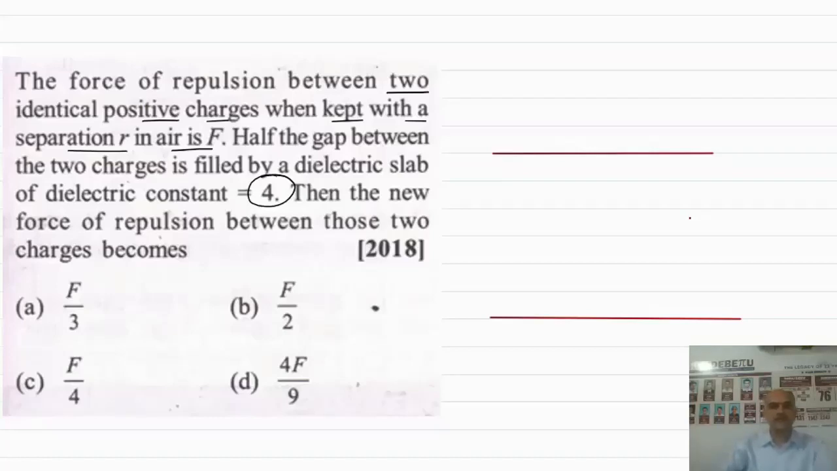Now let us first look at a trick, or shortcut formula. Then we will solve this problem. Within 2 steps you will have the answer. First, I will take the general case. There are two charges, plus q1 and plus q2, separated by distance r. If these charges are in air, then the force between them is given by 1/4 epsilon naught q1 into q2 divided by r square.